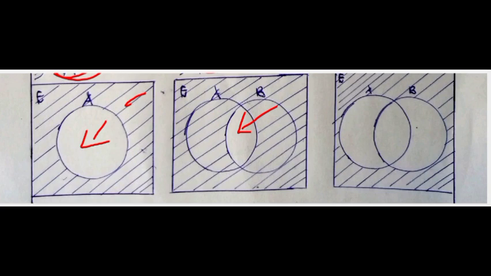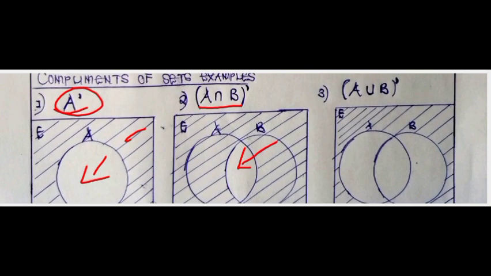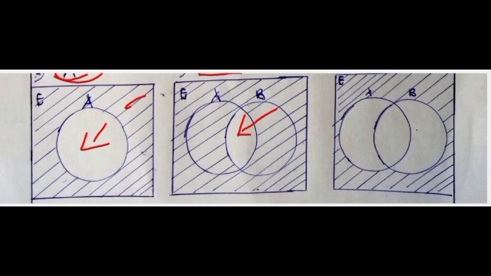And then when we say A union B complement, we mean all the members that are in A and B together, those that do not belong to A union B. So A union B are these two, this one and this one, but all the members outside that region would belong to A union B complement.